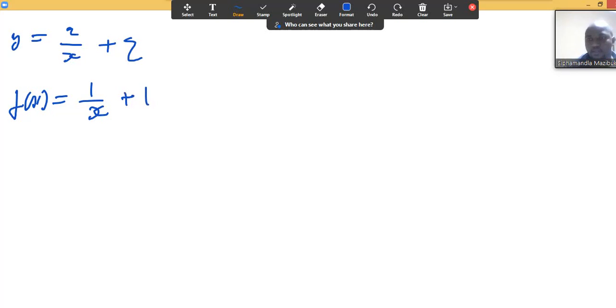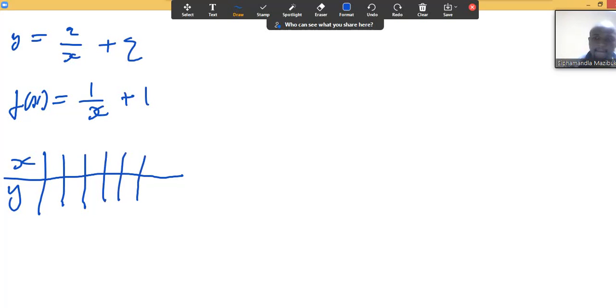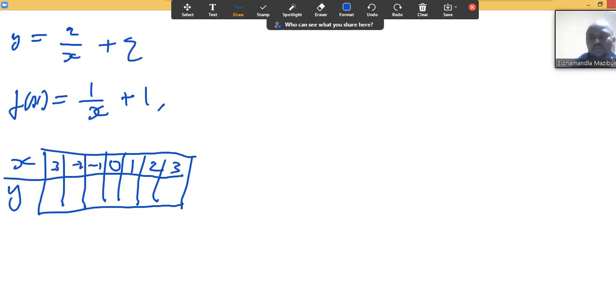So in this case we're looking at x, we're looking at y, and we're going back to look at our table, x and y. So we can have 0, 1, 2, 3, we can have minus 1, minus 2, minus 3. One thing we know, x can never be equal to 0. So x is not equal to 0. So we got that one.